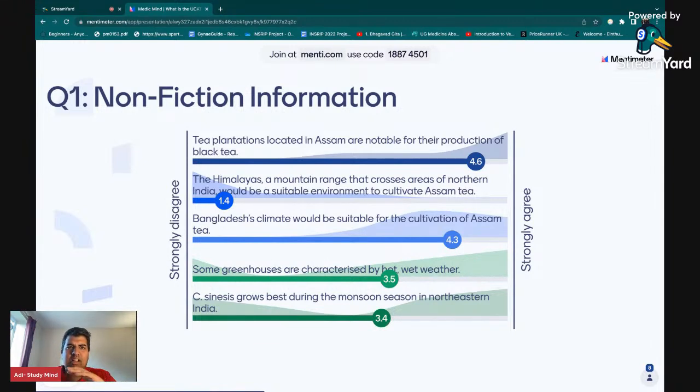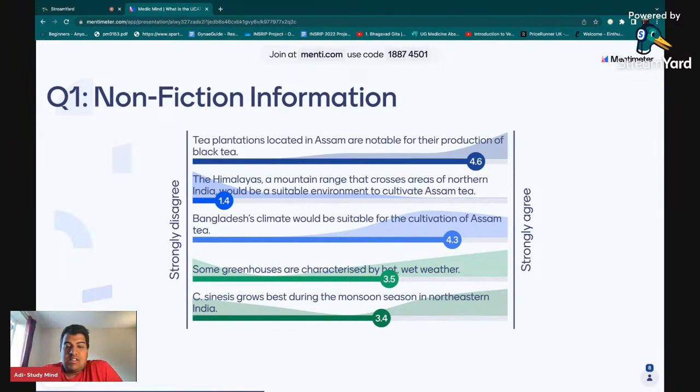If I said something like all greenhouses are characterized by hot, wet weather, I'd immediately put my guard up, saying, "Oh, that's a bit extreme of a statement to make. Are you saying everything is that way? That's a bit too much of an assumption." In that case, I would be a bit shy about choosing to agree with it. But in this case, because it's a bit of a milder statement, it's more likely to be true. Not something that always applies, but something that might help you save some time in the exam, especially when you're running out of time.